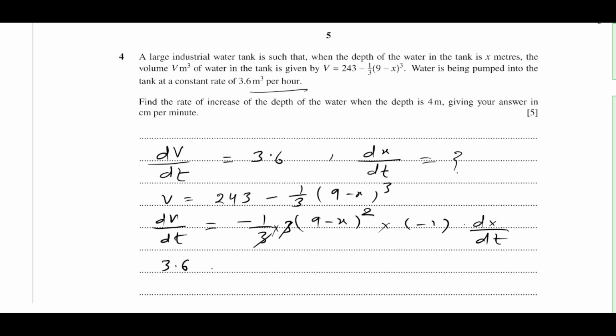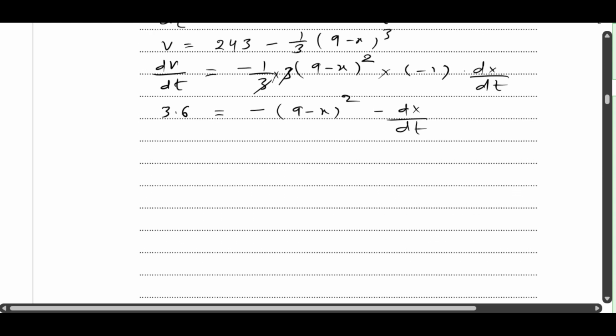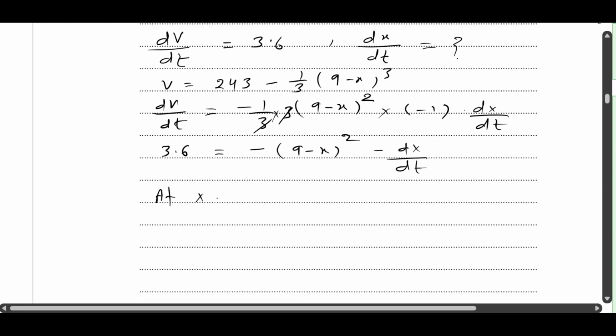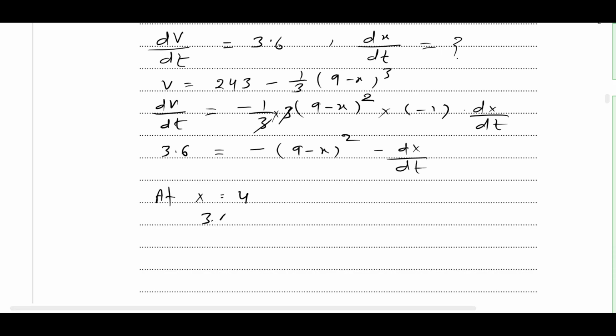So I will substitute 3.6 equals, at x equals 4. Find the rate of increase in the depth. Okay, so here this is constant. So this is 3.6 equals minus (9 minus x) the whole square, minus dx by dt. So at x equals 4, we have 3.6 equals minus (9 minus 4) which is 5, 5 times 5 is 25, minus 25, minus dx by dt.